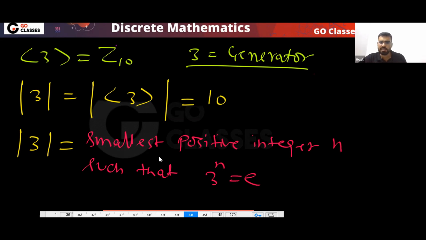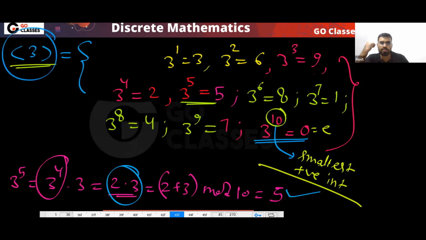Is this definition clear? This is another definition. Order of 3 is equal to the size of the subgroup generated by 3. That is 10, because it can generate all the elements. But you notice this definition: the order of 3, where will you stop?